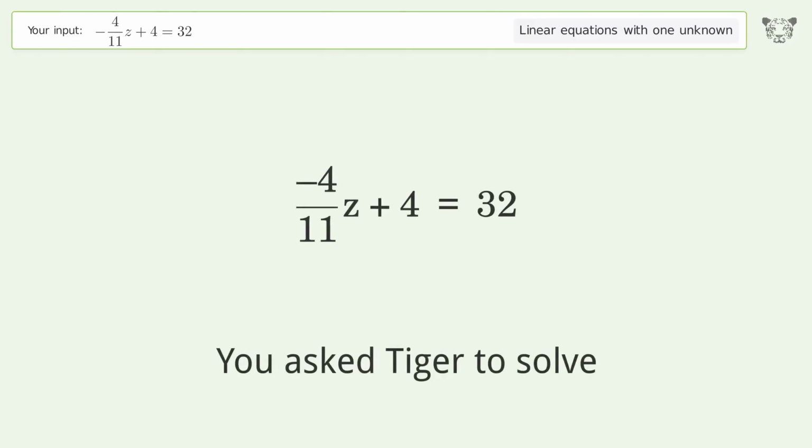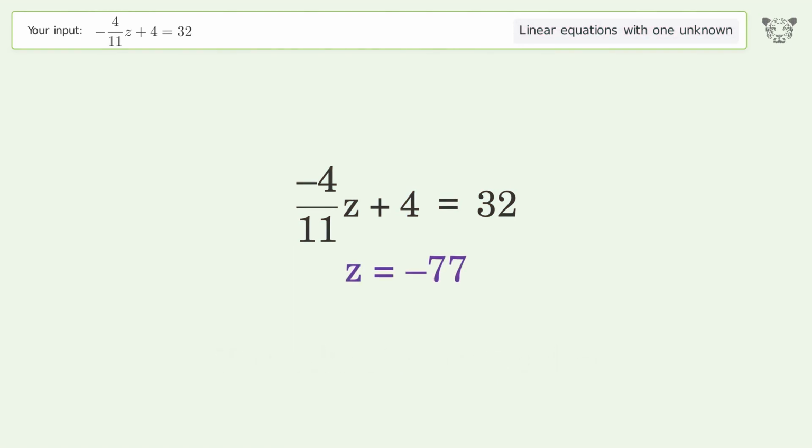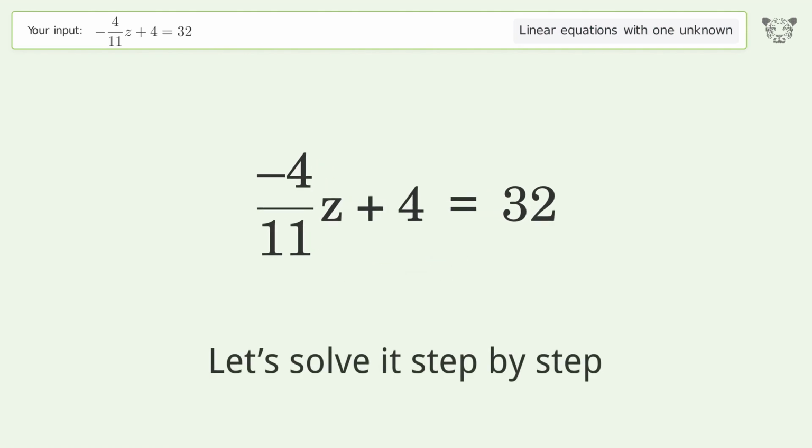You ask Tiger to solve. This deals with linear equations with one unknown. The final result is z equals -77. Let's solve it step by step.